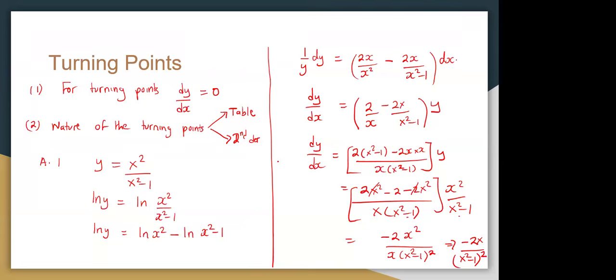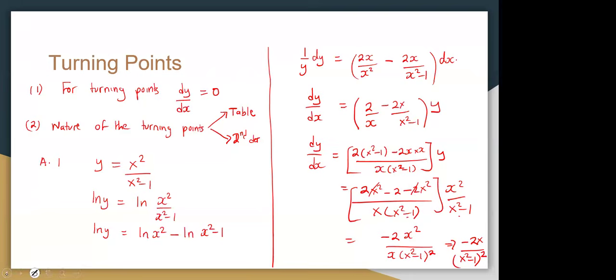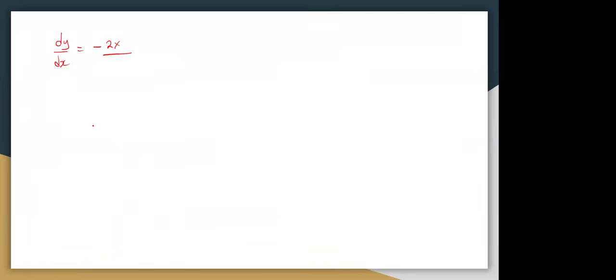Now, after obtaining our dy dx, we have said our dy dx was equal to negative 2x out of x squared minus 1, everything squared. So you know that for our dy dx, we shall always go on and equate to 0. So we are going to equate this function to 0. And what will happen? We find out whether we have turning points or we do not have turning points.